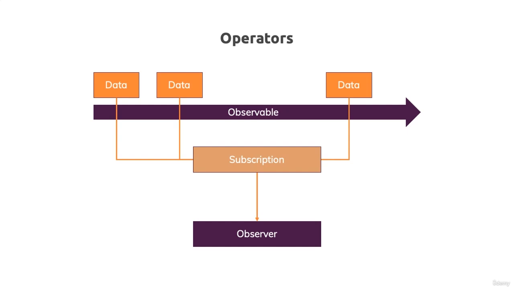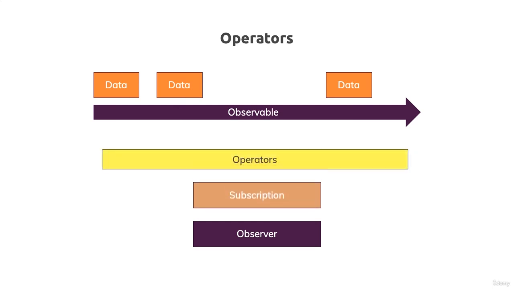Now, however, sometimes you don't need the raw data. You might want to transform it or filter out certain data points. And of course, you could do all of that inside of your subscription or in the function you pass to your subscription. But there's a more elegant way. Instead of setting up that subscription like this, you can use built-in operators in between.